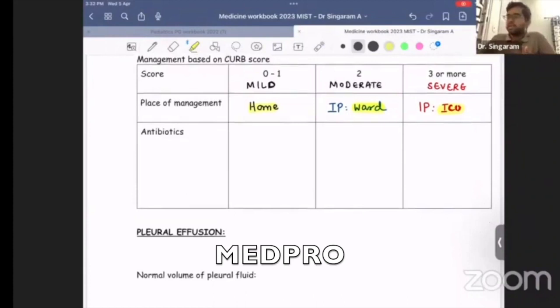Any idea which oral antibiotic we can give? We can give the common one. What is that? Amoxicillin. We commonly give amoxicillin, yes. But nowadays, so much resistance has been reported.